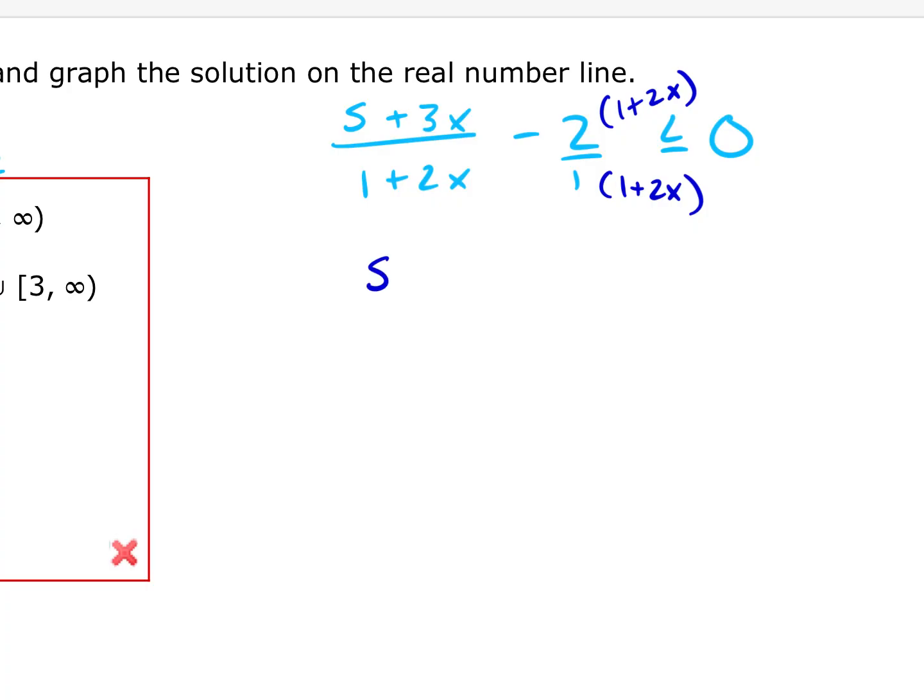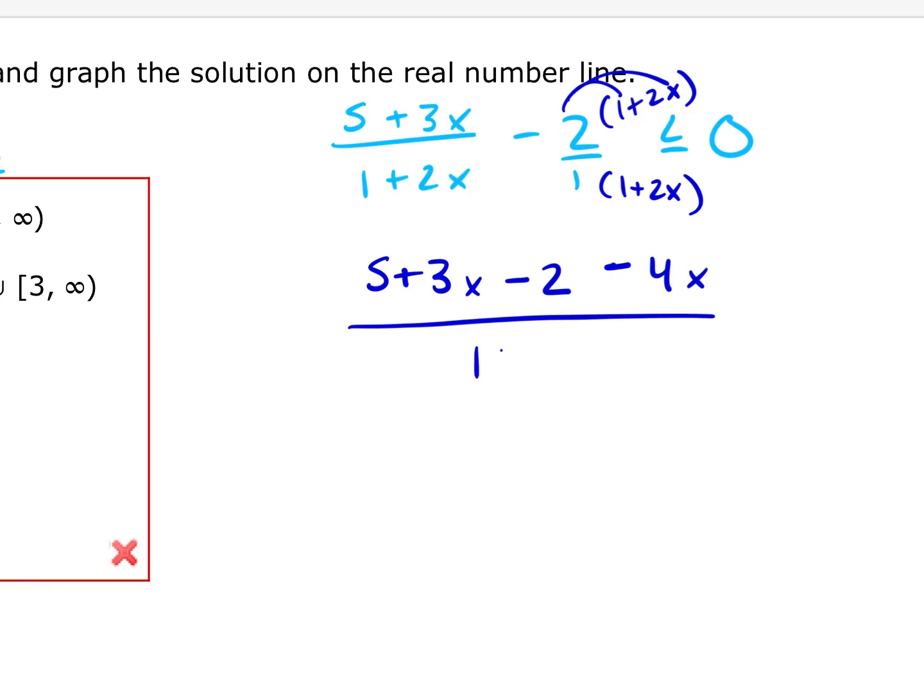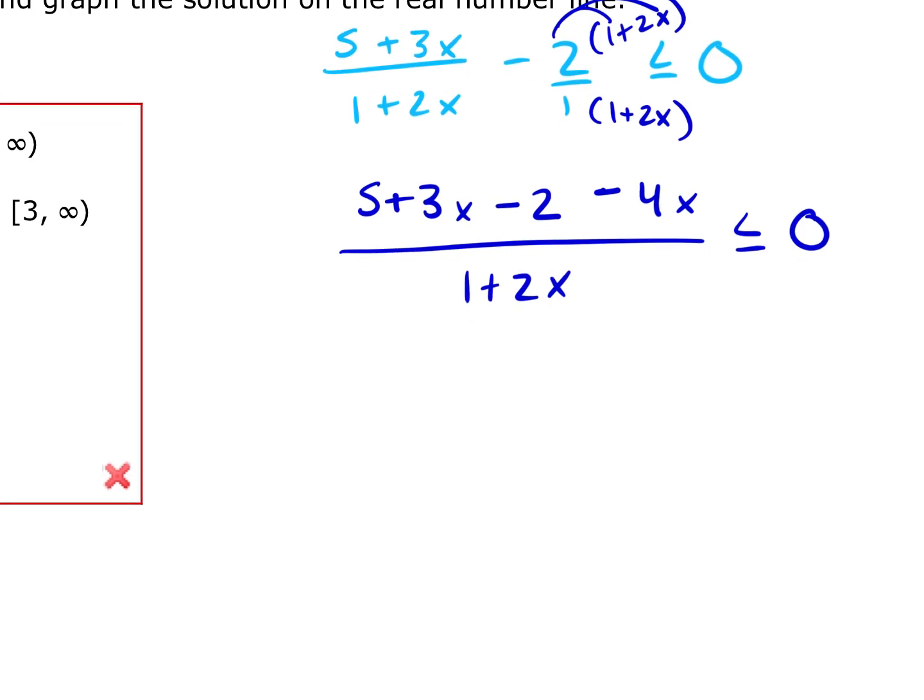So on top, I have 5 plus 3x. I'm going to distribute the -2, so I'm going to do 2 steps in one here. So -2 minus 4x over, and then on the bottom we have 1 plus 2x. And then we can do some simplifying. On top we have 3 minus x over 1 plus 2x. It's less than or equal to 0.